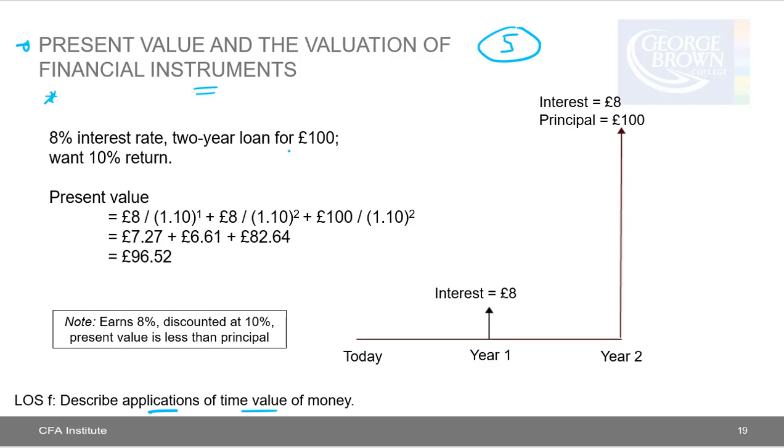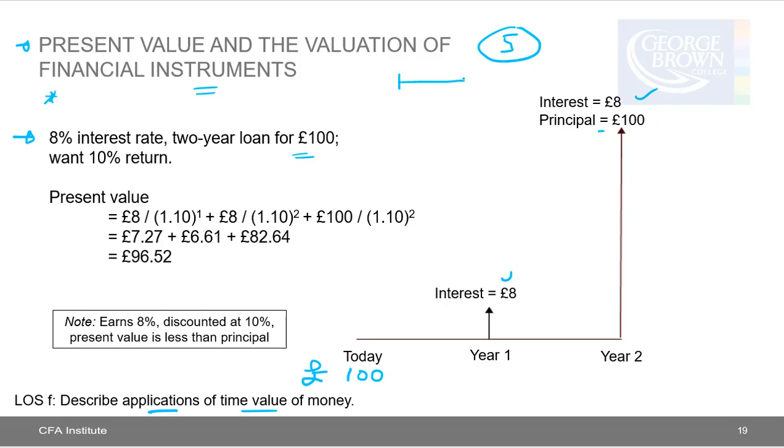Okay, so this loan, it's an 8% interest loan, 2 years for £100. So somebody is getting £100 today, and they're going to pay interest at 8% per year. So you can see the interest is £8 that they have to pay at the end of year 1, and at the end of year 2, they're going to pay the interest of £8 plus the principal of £100.